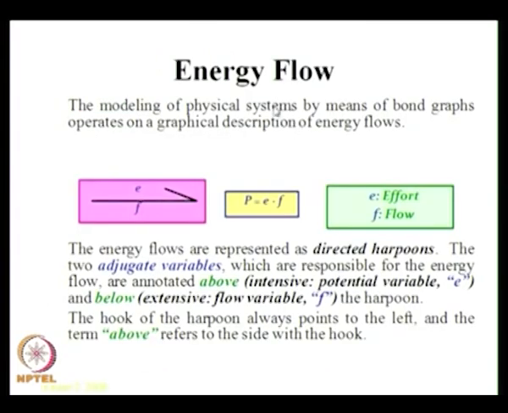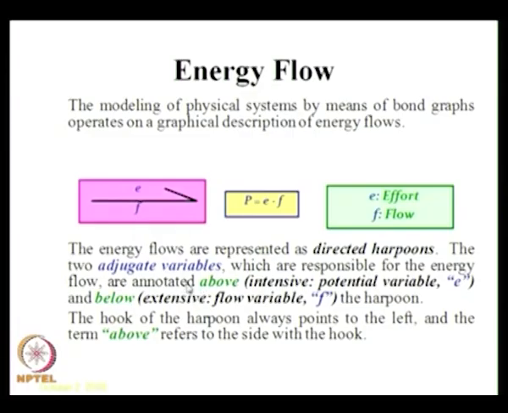To explain the energy flow: the energy flow is represented, as I explained, by a bond. They are known as directed harpoons. So the energy flows are represented as directed harpoons. The two conjugate variables, that is the effort and flow, are annotated above and below.